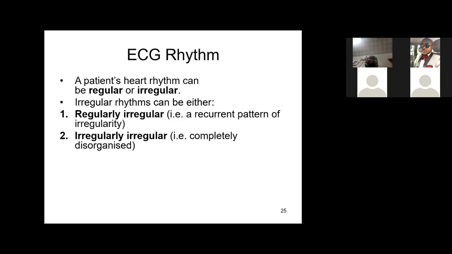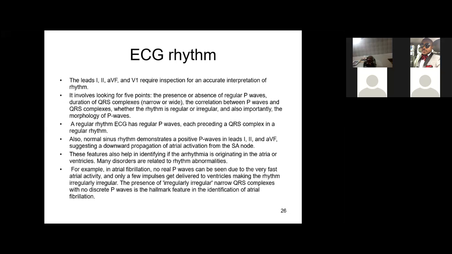Now, the ECG rhythm. A patient's heart rhythm can be regular or irregular. The irregular rhythms can either be regularly irregular, i.e. a recurrent pattern of irregularity, or irregularly irregular, i.e. completely disorganized. Now, to get the ECG rhythm, we should note that leads 1, 2, aVF, and V1 require an inspection for an accurate interpretation of rhythm.